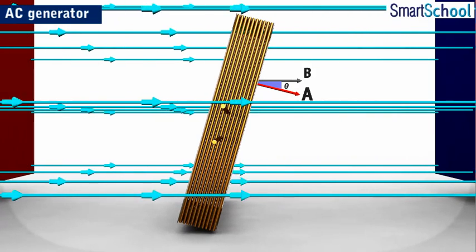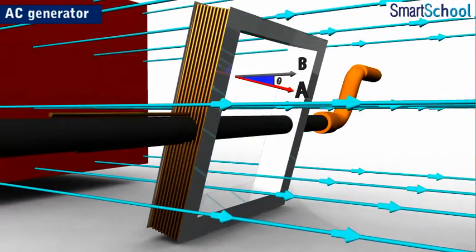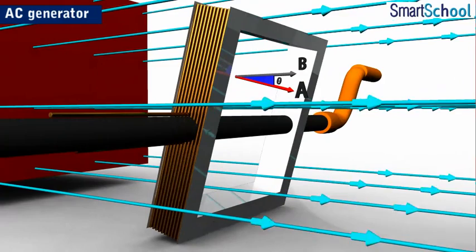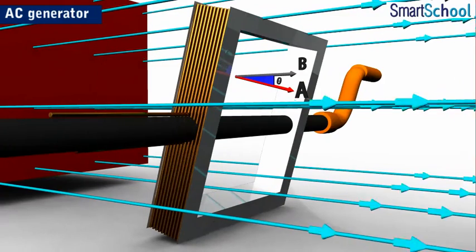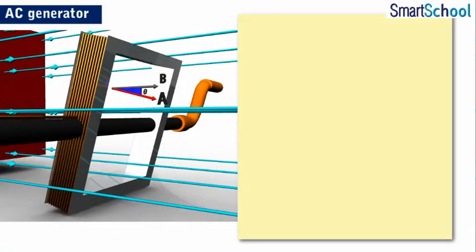Let theta be the angle between the area vector A and the magnetic field B at a given instant of time t. When the coil is rotated at a constant angular velocity omega, the value of theta at the instant of time t is given by the equation theta is equal to omega t. Let us label this as equation 1.